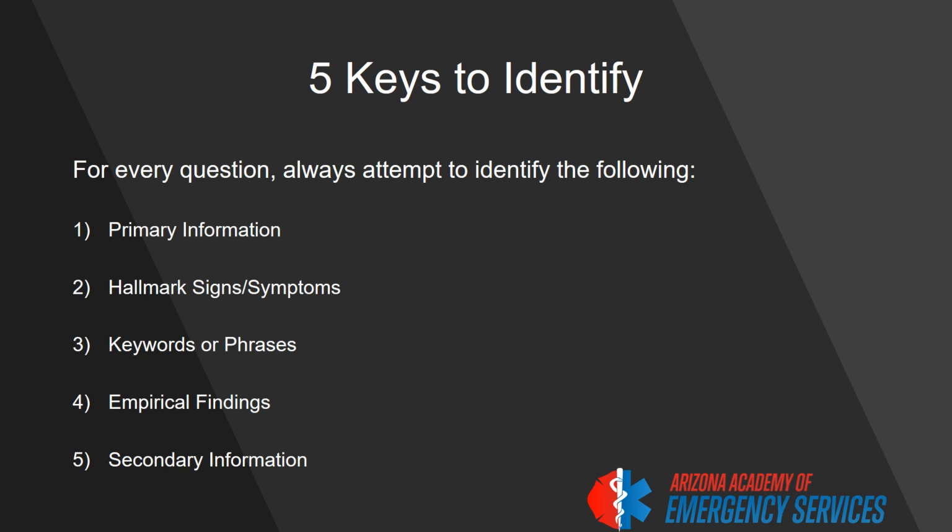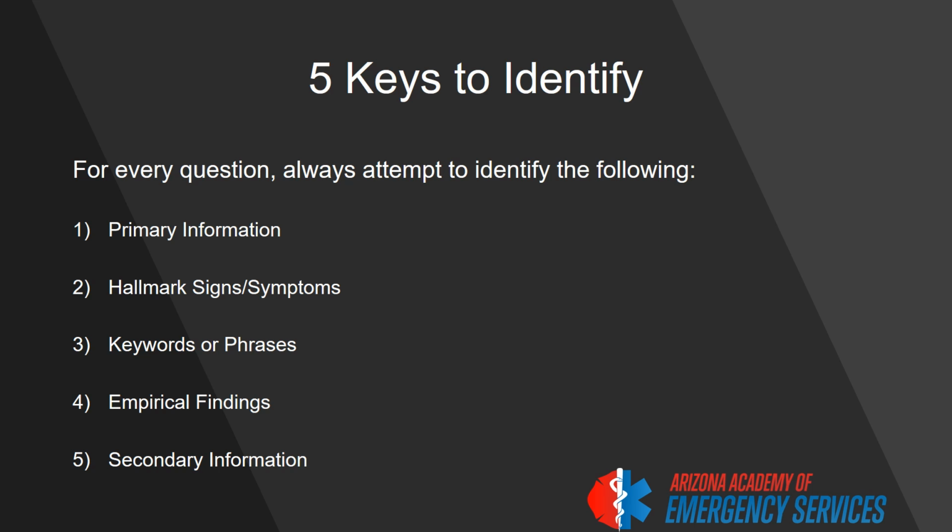Number three are keywords or phrases. Often associated with the primary information, keywords or phrases clue you into how bad, immediate, or progressed the patient's issue is. Examples include the use of keywords like severe and extreme. It is important to note the presence of these keywords or phrases because registry will put them in a question for a reason, and that is to convey the importance of specifics about your patient's condition.